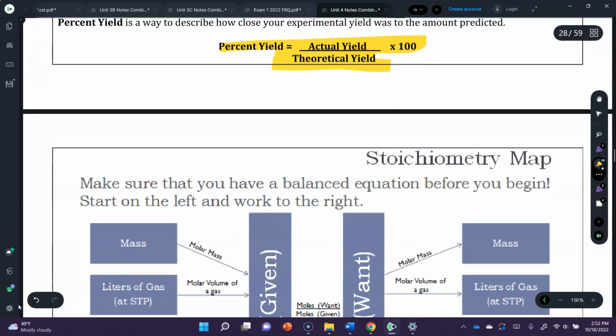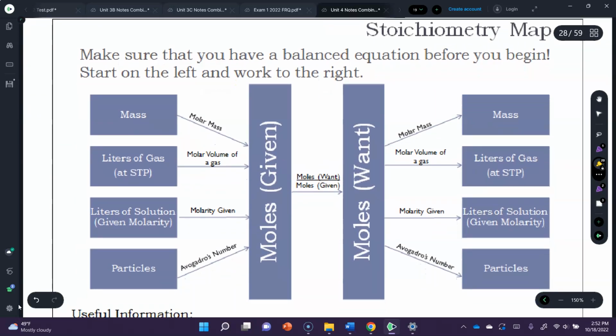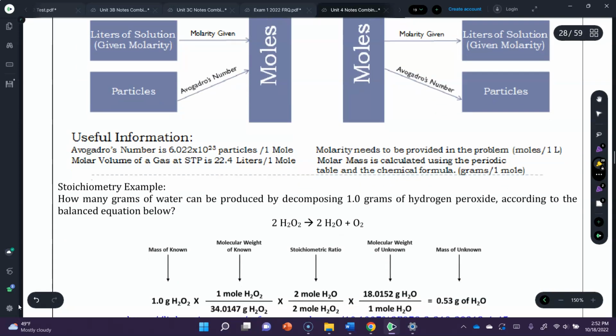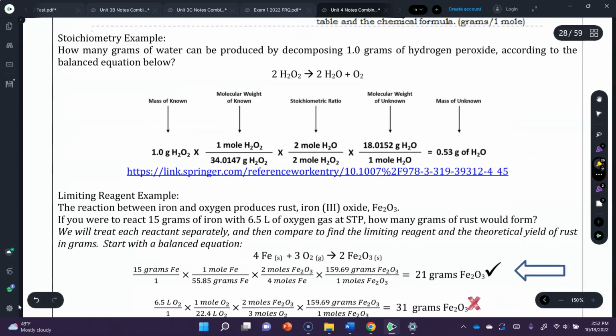Okay. Here we have a stoichiometric road map. I know I used this one last year. However, depending on which teacher you had, it may be different. But this is a good one to help you figure out where you're starting, where you need to go, and the process you need to use to get there. You always start on the left and work your way to the right. There's some additional useful information there.